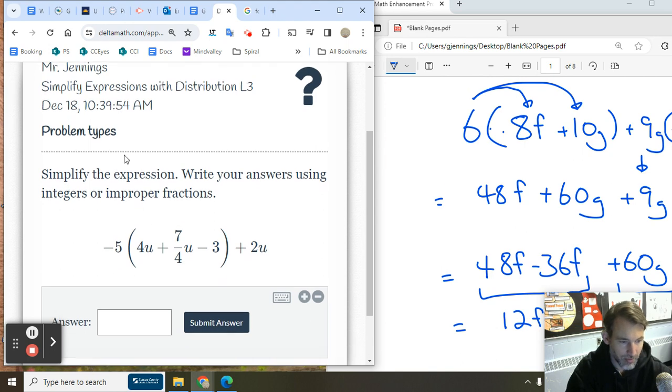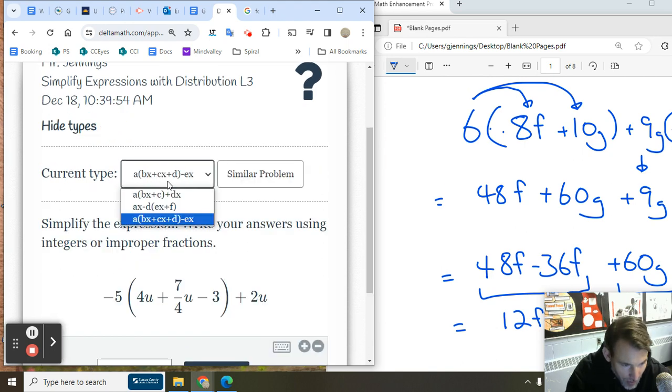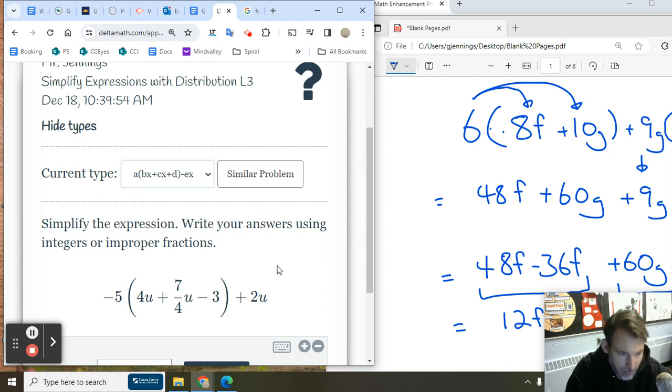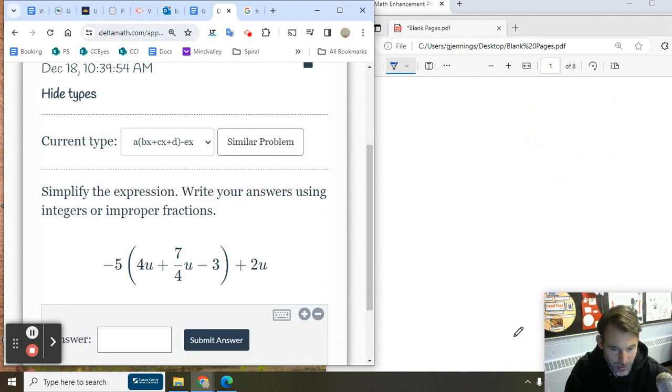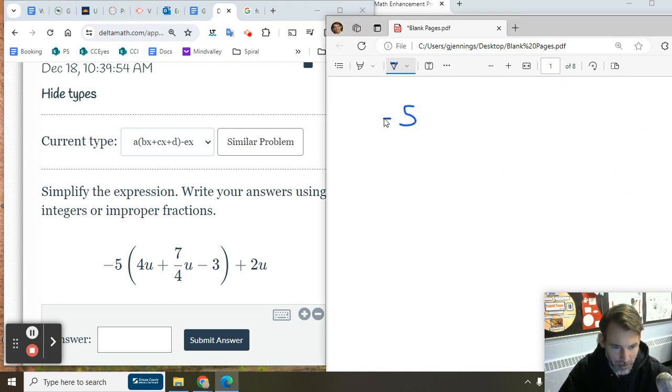All right, simplify the expression. What's in here for problem types? Okay, good, I love it. Okay, let's do this one. Oh my goodness, rational numbers made an appearance. Don't worry, they're just numbers. Times 4u, those could be, oh gosh, what kind of food starts with u? I don't know, the post-it notes. Okay, it doesn't matter what they are, but there's 4 of them, plus 7 over 4u minus 3 plus 2u.